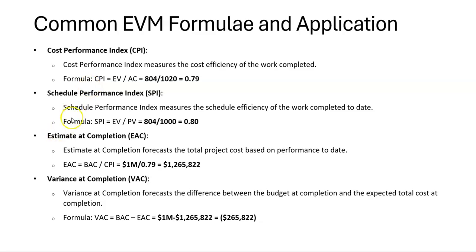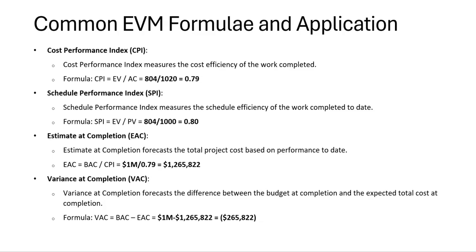And then, as we calculated earlier, the schedule performance index measures the schedule efficiency. So the SPI equals earned value divided by planned value. So you get 804 hours divided by 1,000. So you have a 0.8 schedule performance index.